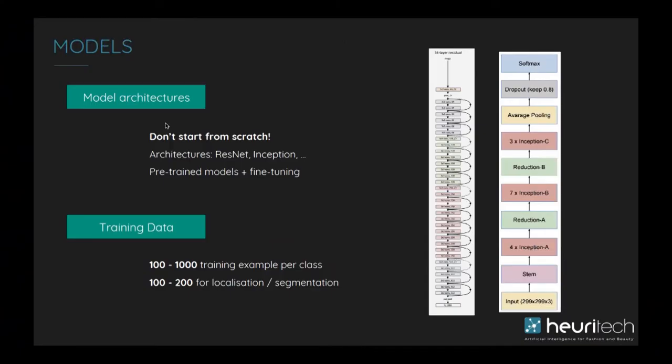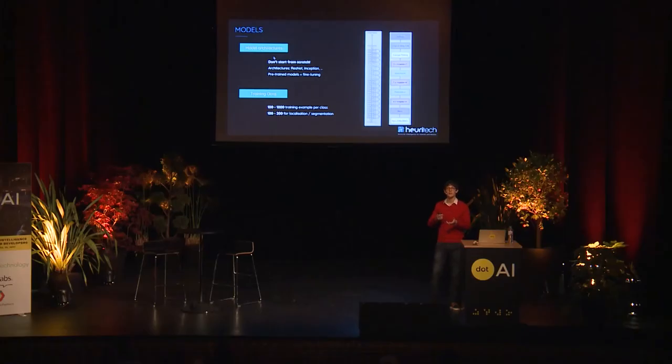And for the models, as I mentioned in the previous talk, don't start from scratch. Use architectures that already exist. They are very well designed to work on natural images, so you won't need to build your own architecture. Just take a ResNet or Inception. Personally, I use more ResNets. From that, you may modify it a little bit, but don't try to build the whole architecture.